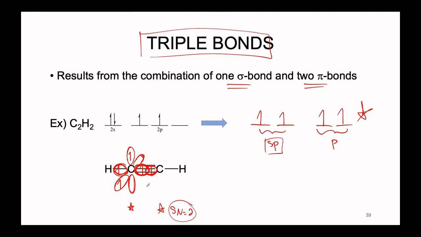So now we can see directly in between here, this is where our sigma bond is going to be, directly between these carbons, resulting from the direct overlap of their hybridized sp orbitals. Carbon's also going to have a hybridized sp orbital on the right, also with an unpaired electron.